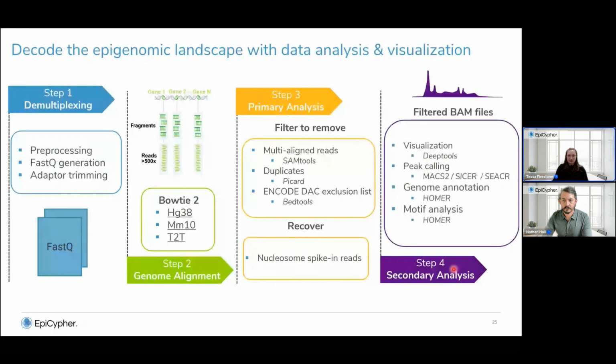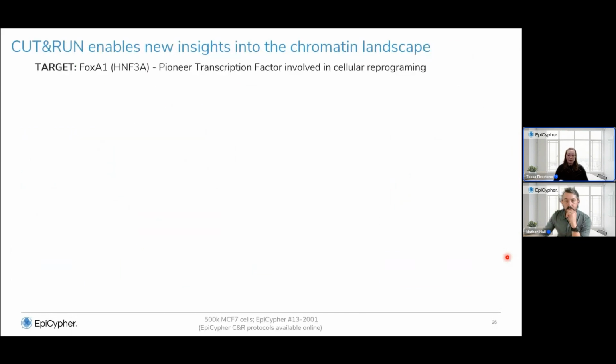And step 4 is the secondary analysis, and this is where the reactions are filtered to create files for visualization, such as the genome browser tracks I shared earlier, as well as creating files for genome annotations and motif analysis. To illustrate the secondary analysis possible, here are a few possibilities that can be used to deepen your insights from your CUT&RUN data. And this data was generated using a target-specific antibody to the pioneer transcription factor, FOXA1.